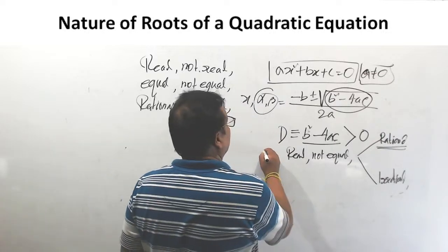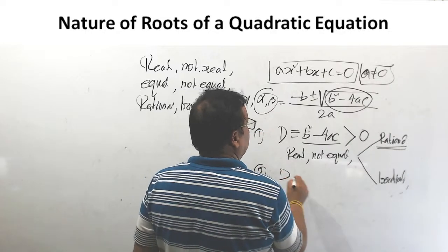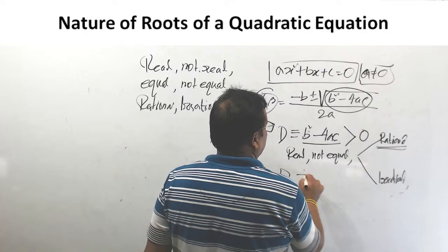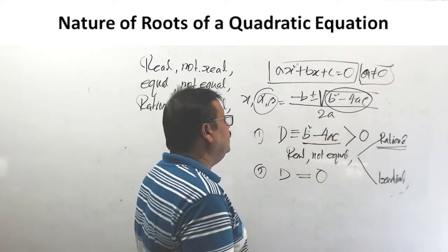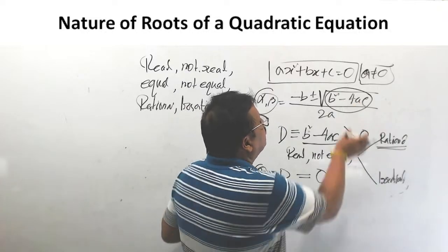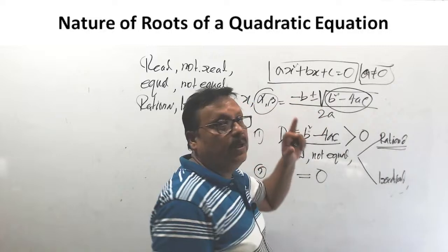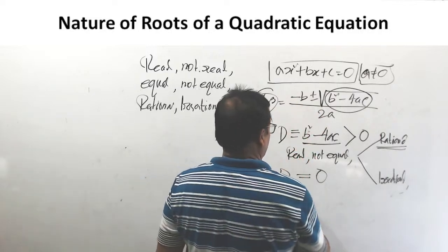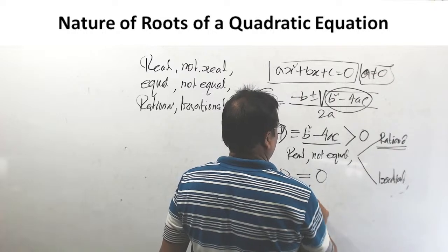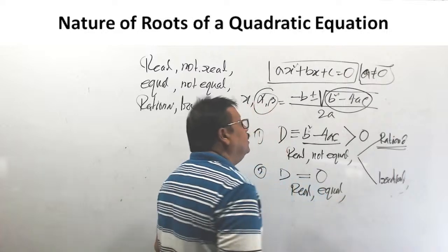This is number 1. Number 2, D equals to 0. This D, that is B square minus 4AC, equals to 0. If it be equals to 0, then this portion will be what? 0. That is, only the roots will be minus B by 2A. Roots, that is, roots will be what? Real and equal. Real and equal.